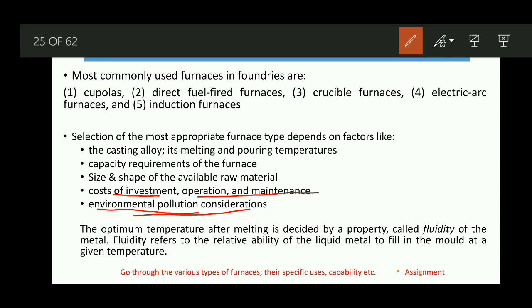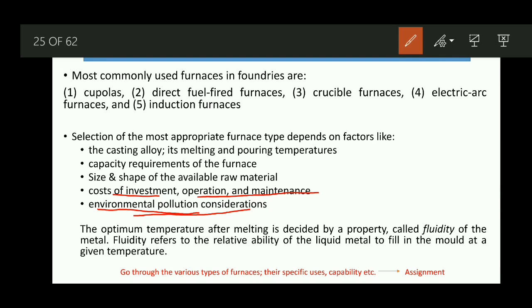If your regulation, that means if the law permits you up to a certain level, maybe you can go for a certain type of furnaces, old type of furnaces. Or to lower the environmental pollutant level, then we may have to go for some other advanced type of induction furnaces or electric arc furnaces, that kind of furnaces.